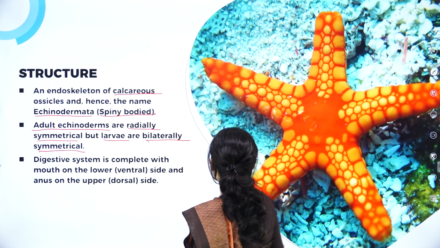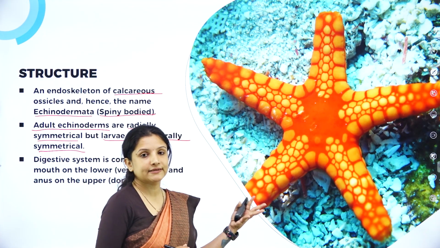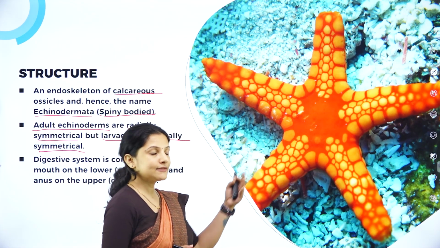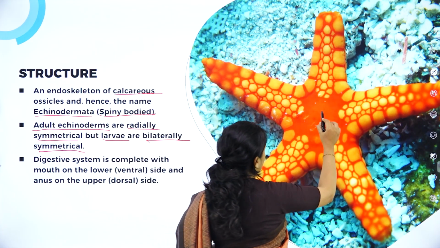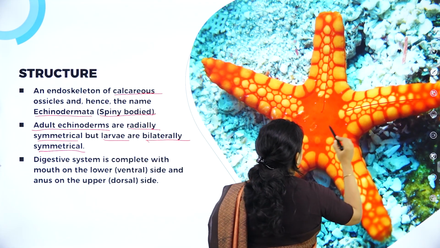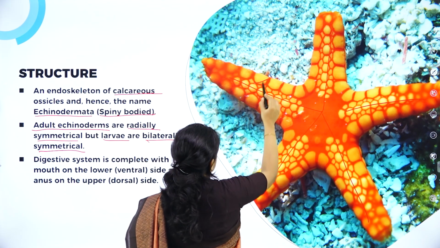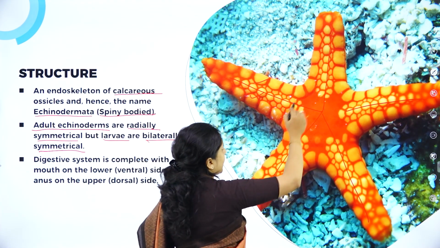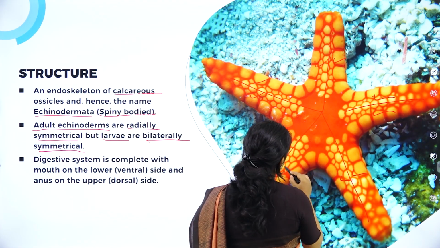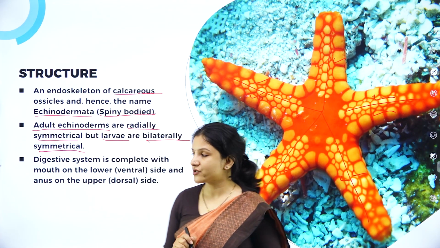So here I have put a diagram or image of the starfish, which is an example for an echinoderm. So this is an adult starfish. So if I draw a line exactly from one point in the center, so each arm of the starfish, that is one half, looks exactly similar to the other, right? If you see, they look exactly similar. So this is radial symmetry, but the larvae exhibit bilateral symmetry.